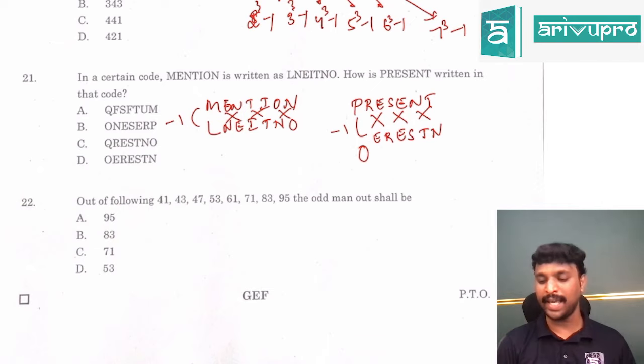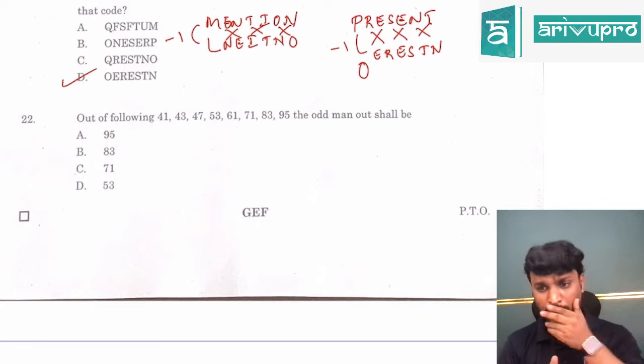So O E R E S T N. So option D is the right answer. Is this clear? Let's move on to 22nd question.